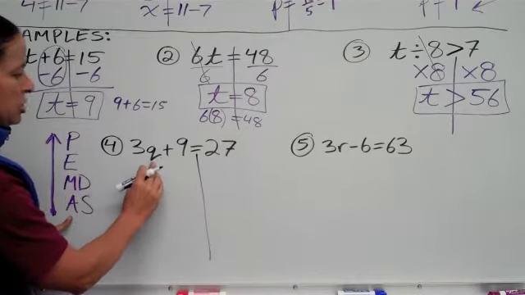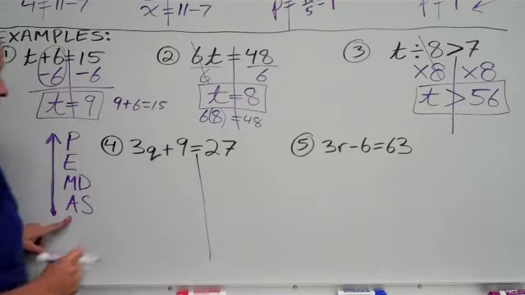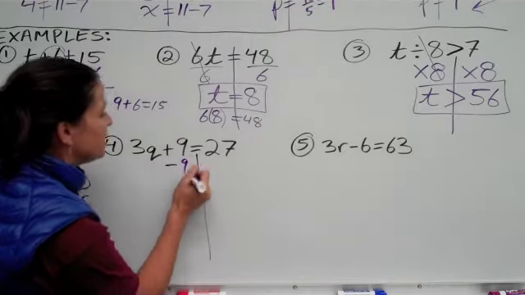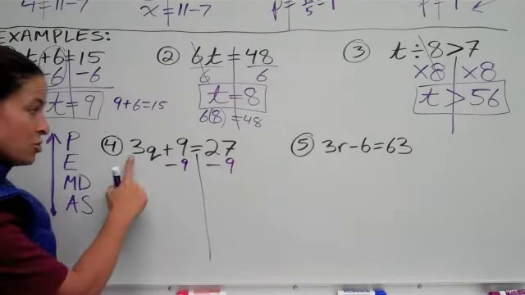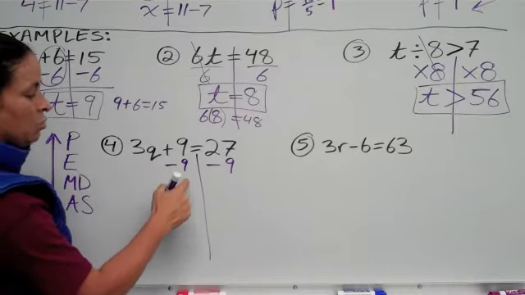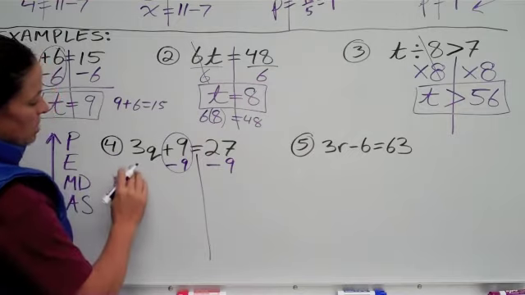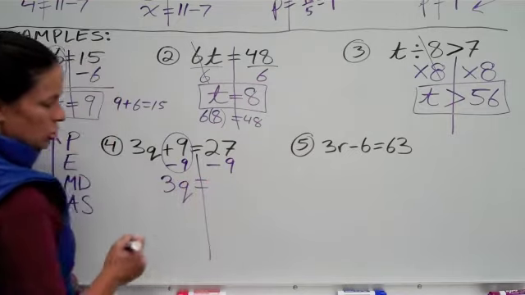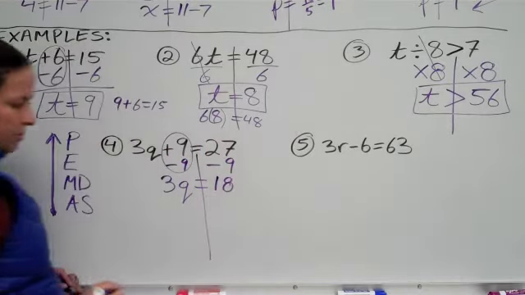Well, 3 times q plus 9, and I want to get the q by itself, so I'm going to start with the plus 9. What's the inverse of plus 9? Minus 9. If I do it to one side, I must do it to the other. So if I have 3q plus 9 minus 9, what is plus 9 and minus 9? 0. So I am actually left with 3q is equal to 27 minus 9, which is 18.